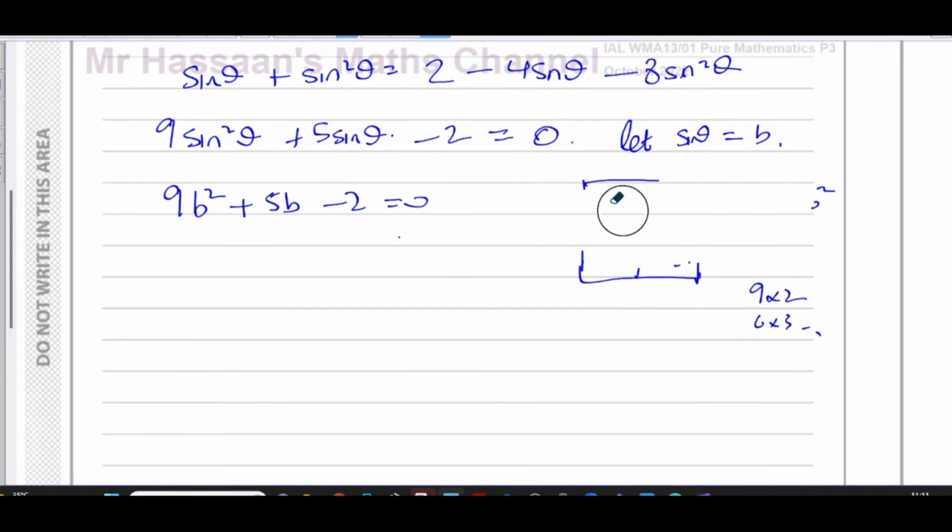Obviously, we can't factorize this. There's no way of getting a product of negative 18 and a sum of 5. So we're going to use the quadratic formula, or we could use completing the square. I think using the formula would be easier in this case.